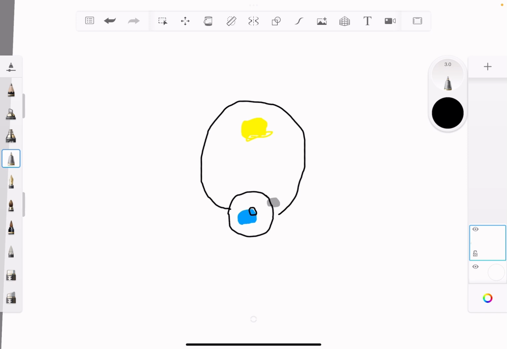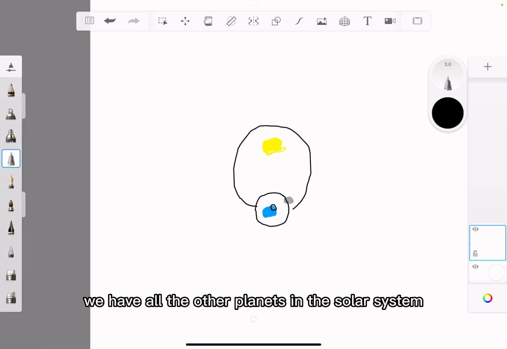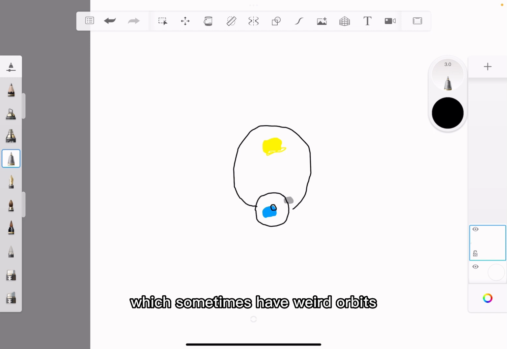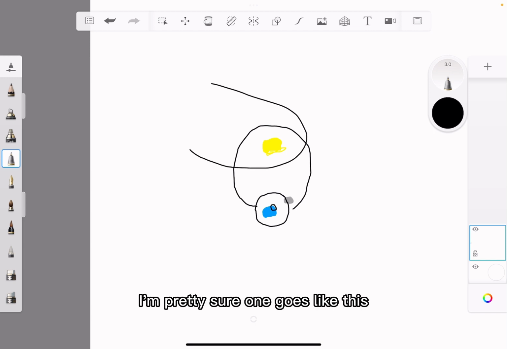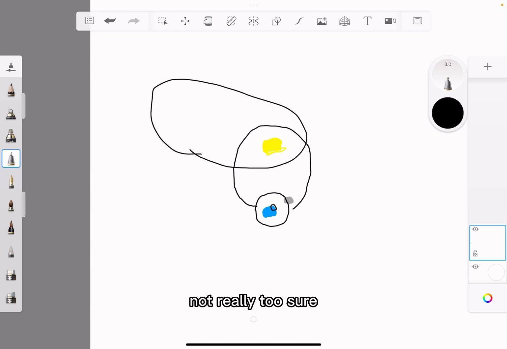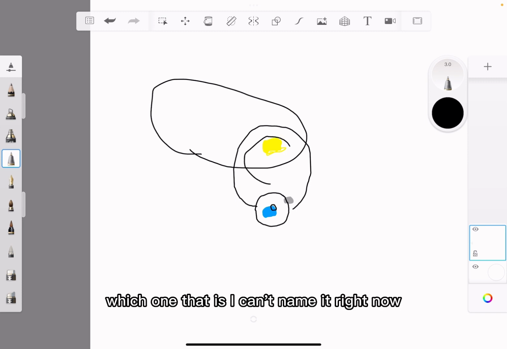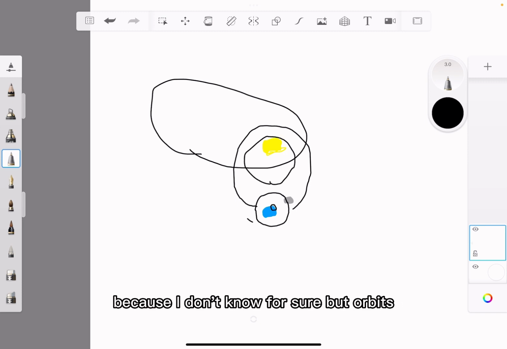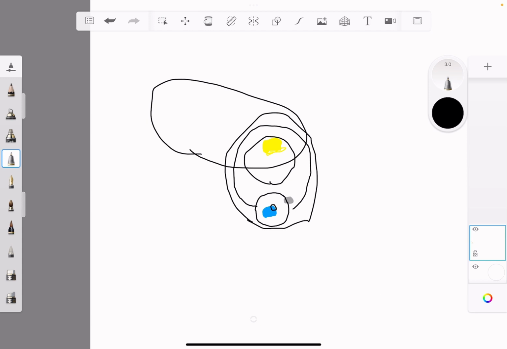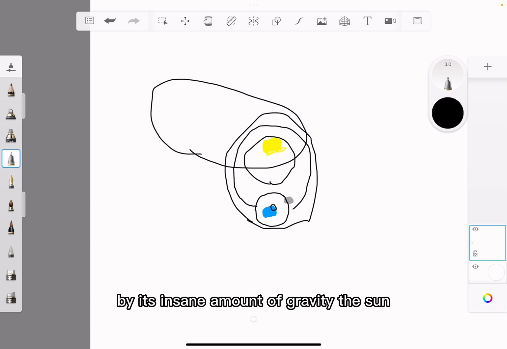Then we have all the other planets in the solar system, which sometimes have weird orbits. I'm pretty sure one goes like this. Not really too sure which one that is. I can't name it right now because I don't know for sure. But everything sort of orbits the sun in our solar system. It's all being affected by its insane amount of gravity.